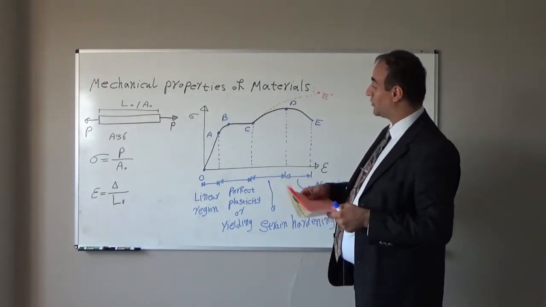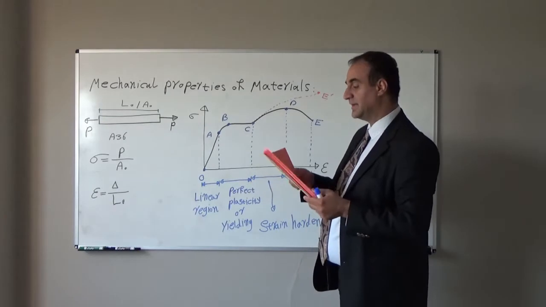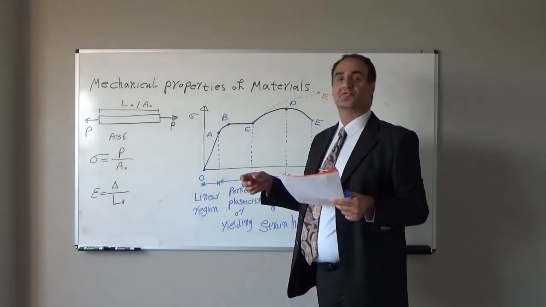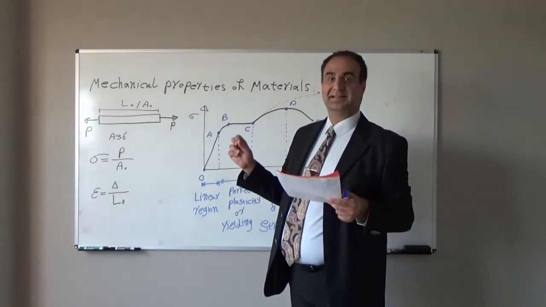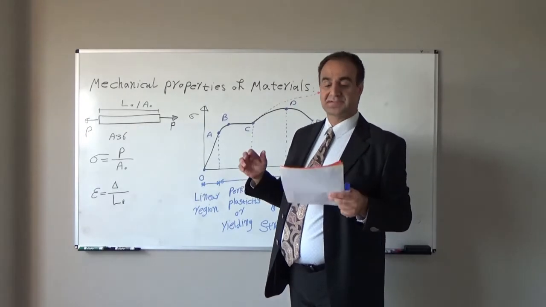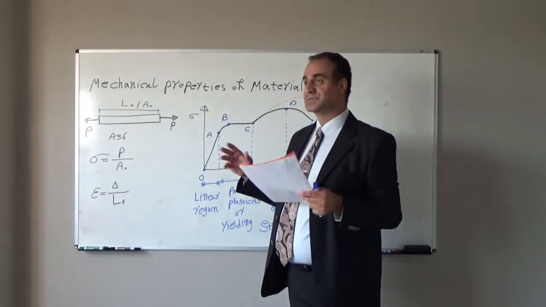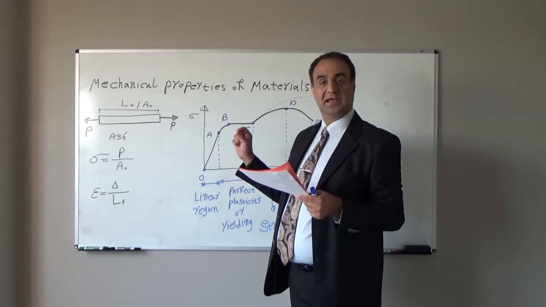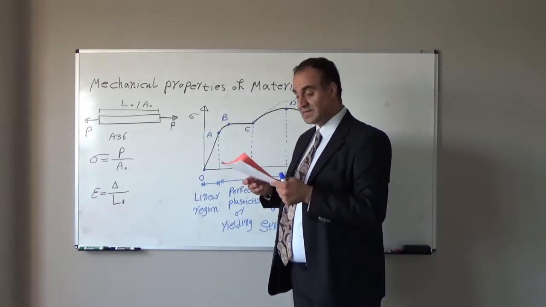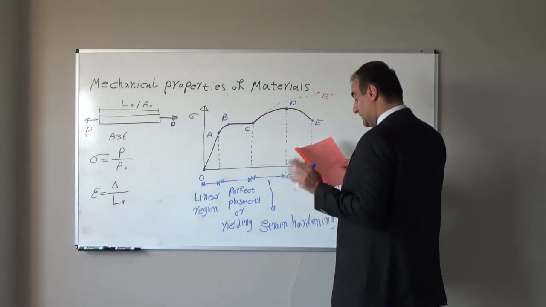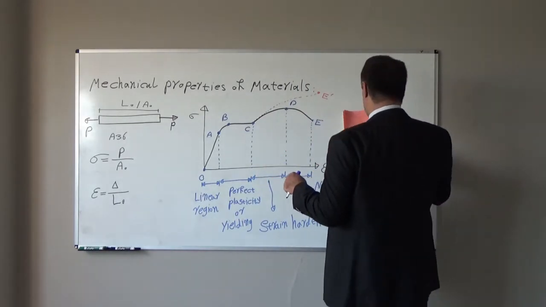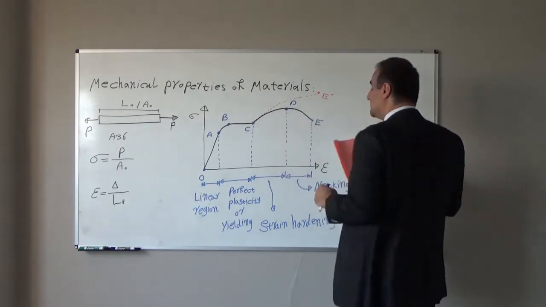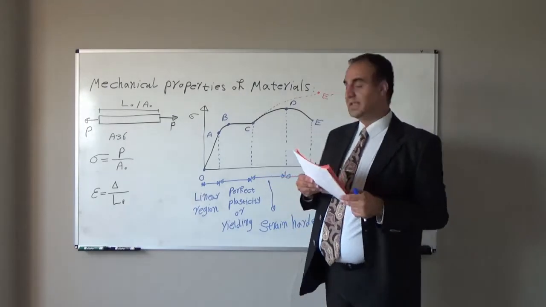Let's define these points. Point A, we call it proportional limit or elastic limit. Of course, most of the time, proportional limit and elastic limit are the same point. Sometimes it is a little bit different, but in most examples, elastic limit, point A, and proportional limit, again it is point A. Point B, we call it yielding point. I will define all of those. Point D, we will call it ultimate stress point, and point E is rupture or failure point.